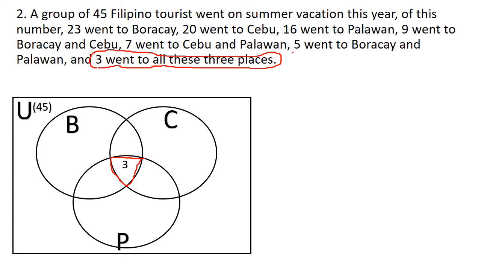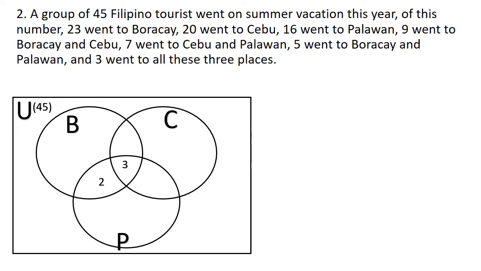Next thing is we have here 5 went to Boracay and Palawan. So Boracay and Palawan is this intersection. It says here that we have 5 who traveled Boracay and Palawan, but we have already taken 3 at the center for the intersection of our 3 sets. So we will subtract this. So 5 minus 3, we only have 2 who visited Boracay and Palawan, but not Cebu.